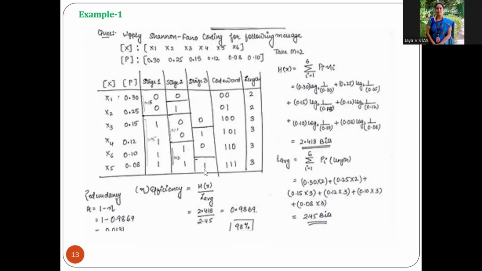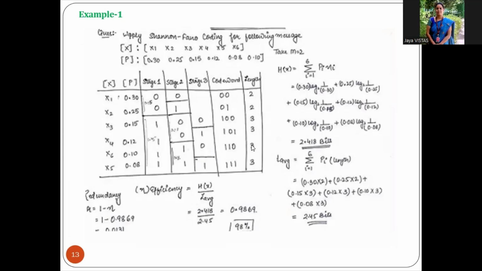Then after that we can trace the code words. Here x1 is 0, 0, and x2 is 0, 1. Then x3 is 1, 0, 0, x4 is 1, 0, 1, x6 is 1, 1, 0, and x5 is 1, 1, 1. Then calculate the number of bits in each code word. x1 has only 2 bits, x2 also 2 bits, x3 has 3 bits, and so on up to the last one, which is also 3 bits.